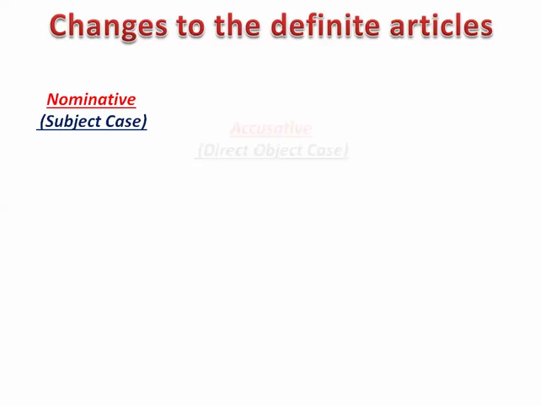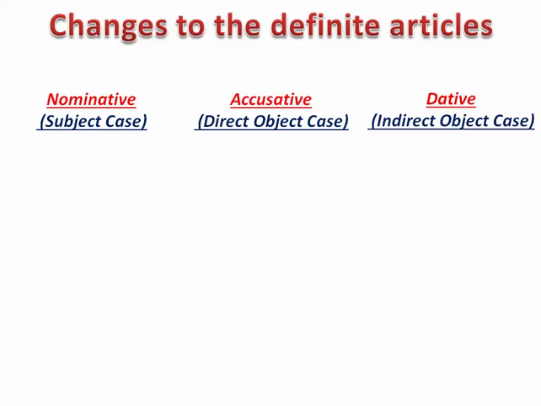Now let's make sure we understand what happens to the definite articles in the various cases, and then we'll review a few things, and then we'll go right into being able to tell when a noun is one of these cases. But basically, the nominative is the subject case, accusative is when it's a direct object, and the dative is when it's an indirect object.